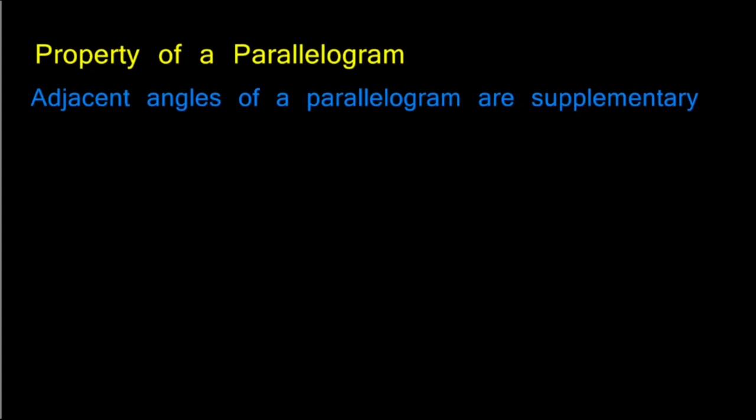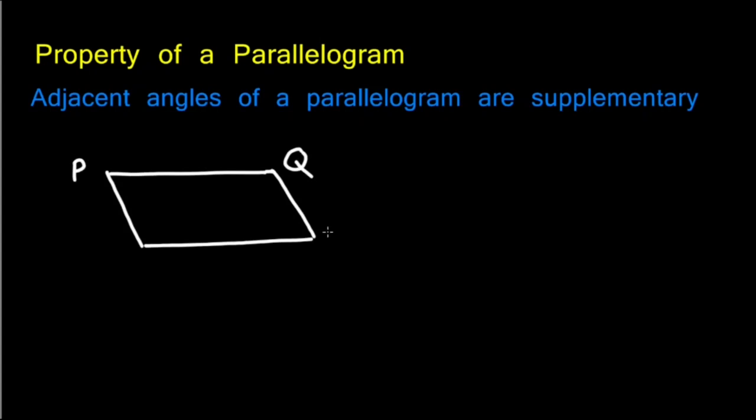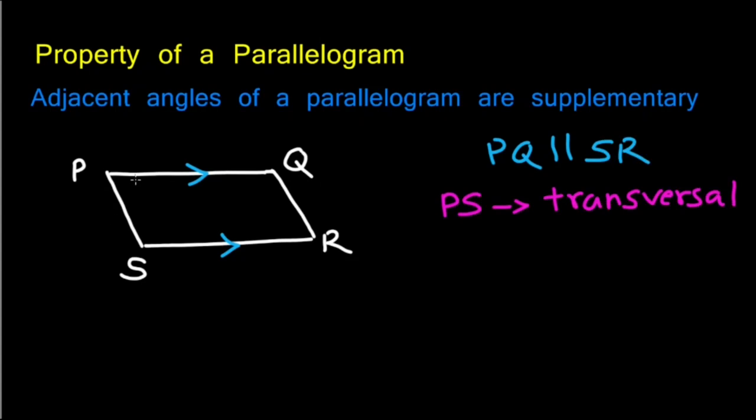Next property of a parallelogram is adjacent angles of a parallelogram are supplementary. We will prove this property in a parallelogram PQRS. Side PQ is parallel to side SR and PS is the transversal. Therefore, angle P and angle S become interior angles. Interior angles between two parallel lines are supplementary. Therefore, angle P plus angle S equals 180 degrees.